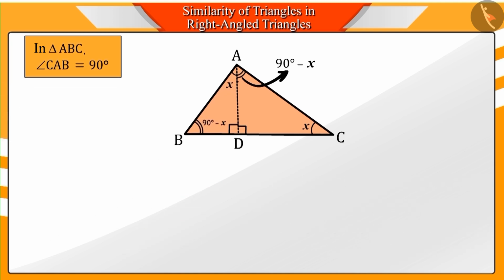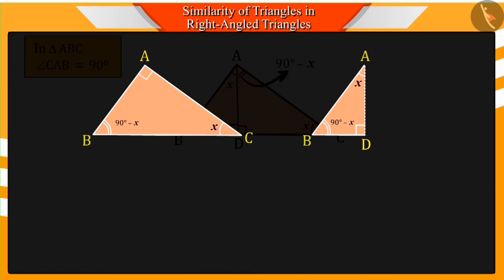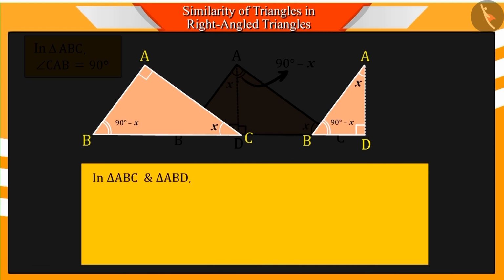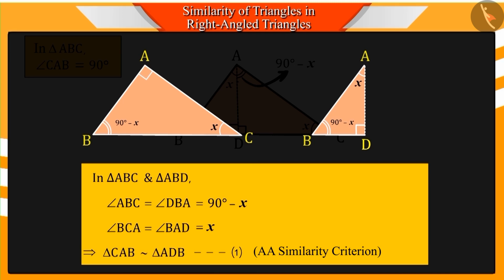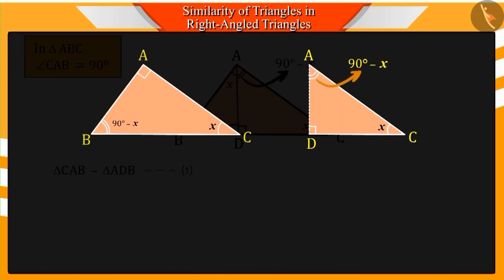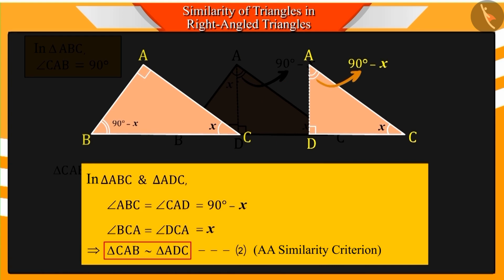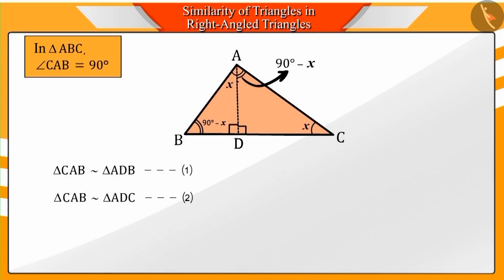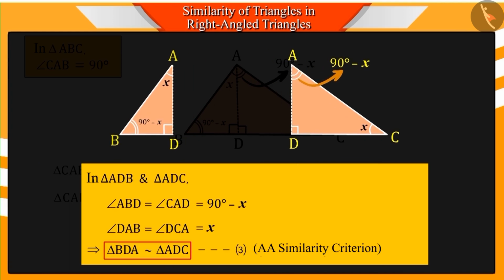Can we make any more observations of these triangles? For this, we focus on triangles ABC and ABD. You will see that angles ABC and DBA and angles BCA and BAD are equal. Hence, based on AA criteria, triangle CAB and triangle ADB will be similar triangles. Similarly, you can check the similarity of triangles CAB and ADC and triangles BDA and ADC.